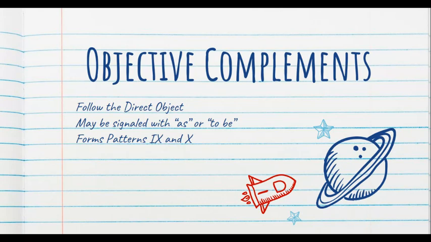Another slide. All right, just solidifying the fact that it follows a direct object, it's signaled by an as or a to be, pattern 9 or 10.